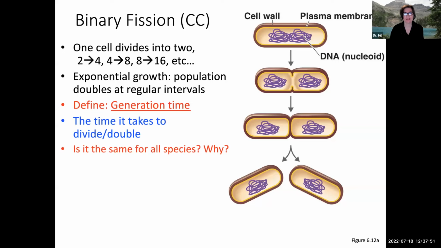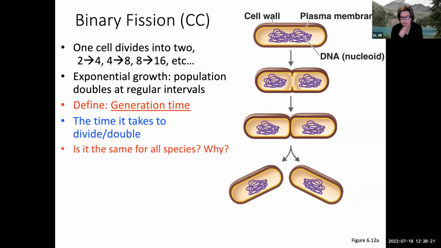Obviously no. We can already think of human generation time versus E. coli generation time, but even within bacteria, it's not always the same. The reasons for that are many, but now that we've gone through all this stuff about different conditions, if we take 3 different species and put them all in the same conditions, some of them are going to grow faster than others because those conditions are better for that particular species. Or maybe some of them can't grow at all.